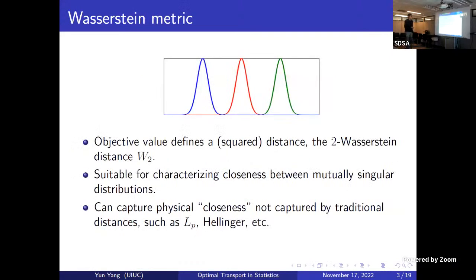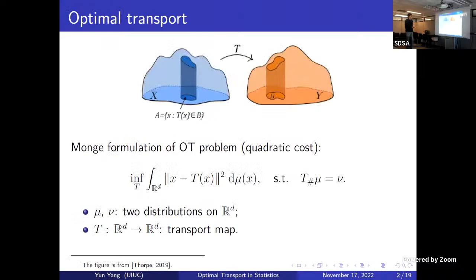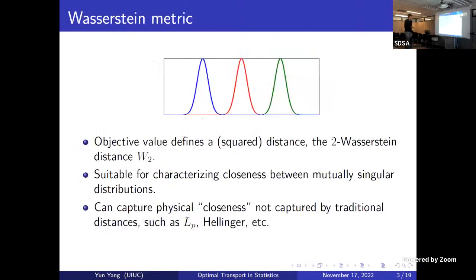In particular, the first component is the objective value itself. The cost defines the closeness between the two distributions, because if you expect those two distributions to be very different, then you may need a huge cost in order to move one to another. In other words, this objective value defines a distance. Actually, it's a squared distance, so we take the square root of this value. This is the so-called two-Wasserstein distance. It turns out that this distance has a lot of advantages over some traditional distances, such as L2, Lp, Hellinger, and KL divergence, in the sense that this distance is particularly suitable for characterizing closeness between mutually singular distributions.